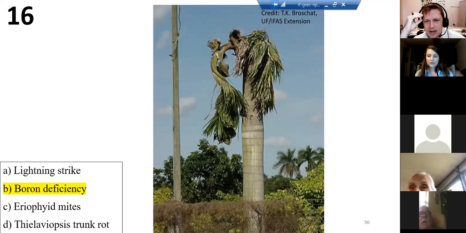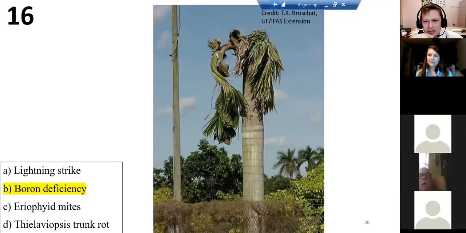So yeah, and erythroid mites, maybe, that's something we just talked about. It tends to cause malformations, but not like this. This is twisted, and you're having entire leaves come out. And then the last one, the Developsis trunk rot. If a palm gets this, you would typically see oozing on the trunk, and eventually the trunk just falls over, starts bending. So that's not the case here.